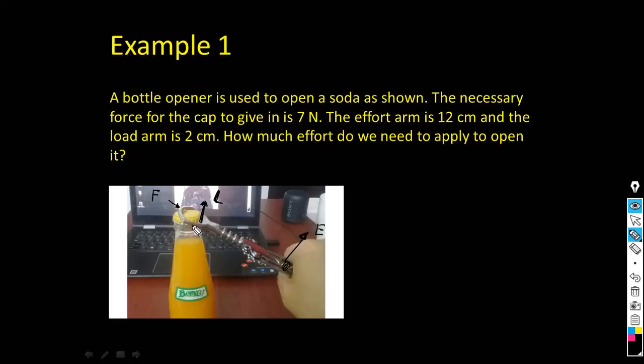So what type of class do we have here? What type of lever is the bottle opener? We have fulcrum, load, and effort. Or if you read it backwards, we have effort, load, and fulcrum. I'm going to write that down. Effort, load, fulcrum, ELF. Okay, so this is a second class lever. So let's see how this works.